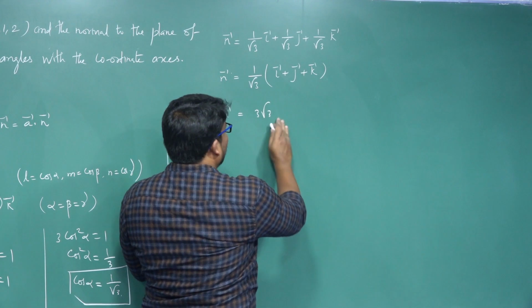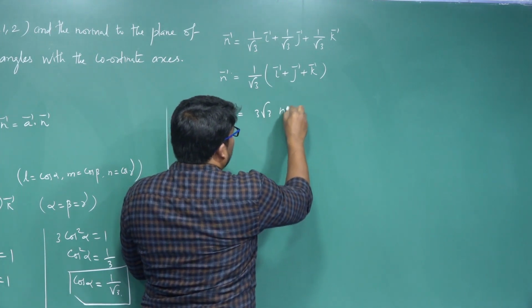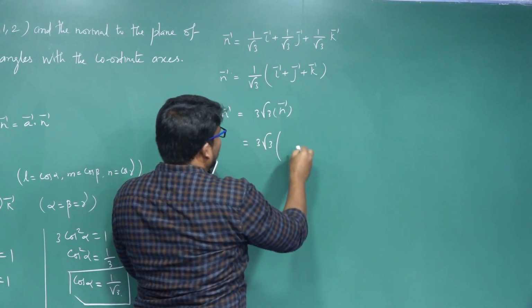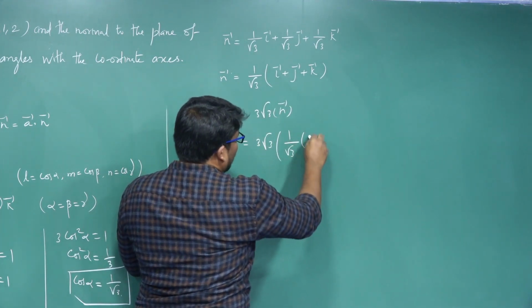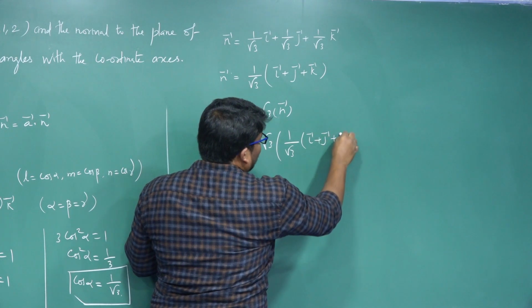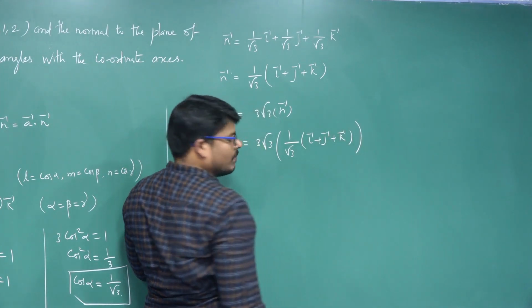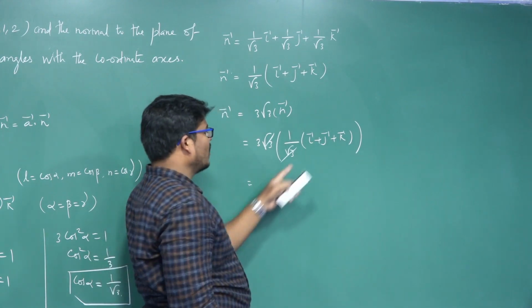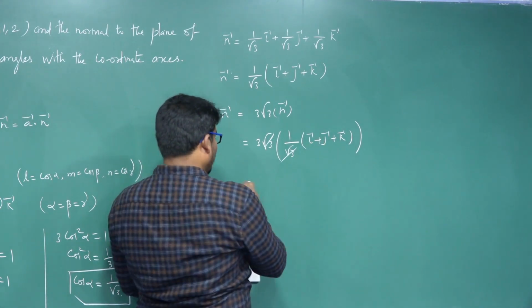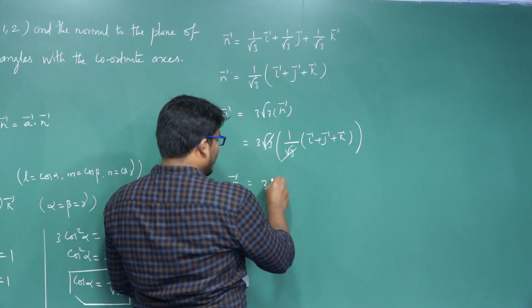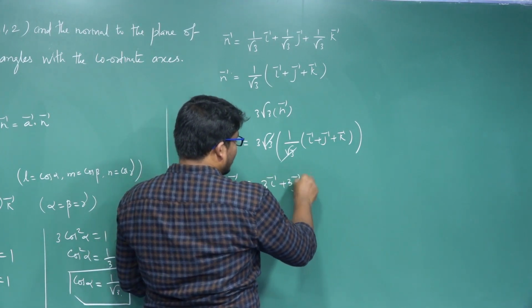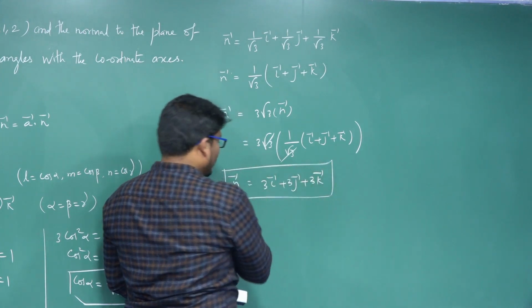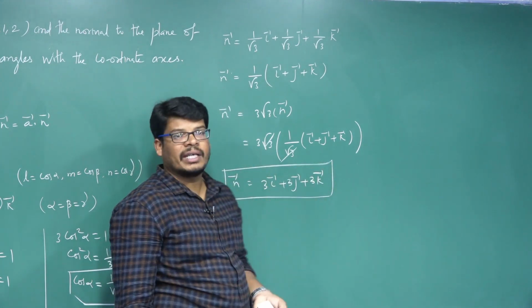3 root 3 times n vector, that is, n vector is 3 root 3 into, here n vector is 1 by root 3 times i vector plus j vector plus k vector. Now the root 3s are cancelled. 3 times i plus j plus k. This n vector equals 3i vector plus 3j vector plus 3k vector.